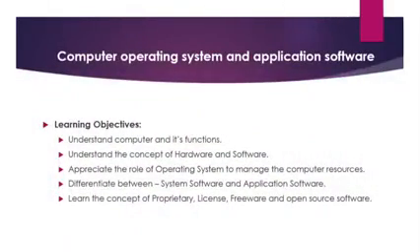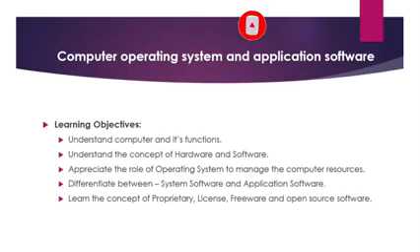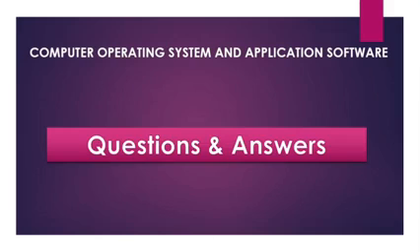Computer operating system and application software, what are the learning objectives? The learning objectives are: understand computer and its function, understand the concept of hardware and software, appreciate the role of operating system to manage the computer resources, differentiate between system software and application software, learn the concept of proprietary license, freeware and open source software. So here we go with question and answer of the chapter.